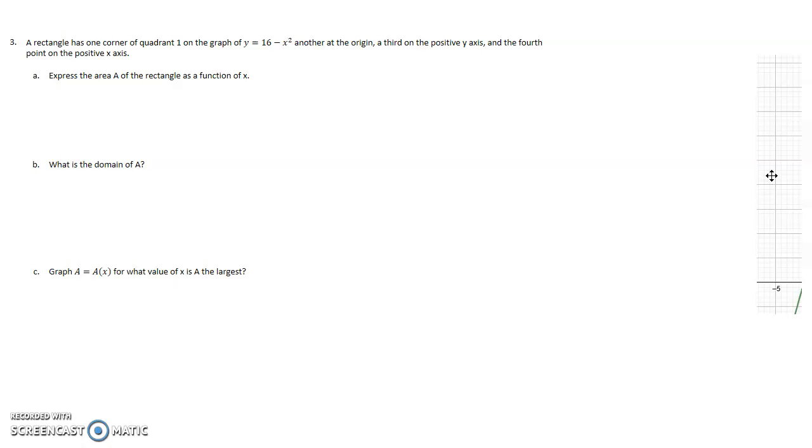So it says a rectangle has one corner in quadrant 1 of the graph of y equals 16 minus x squared, another at the origin, a third at the positive y-axis, and a fourth point at the positive x-axis. Express area A of the rectangle as a function of x. I don't think we're even close to being able to do this yet. The first thing that we always should do is draw a picture of this.